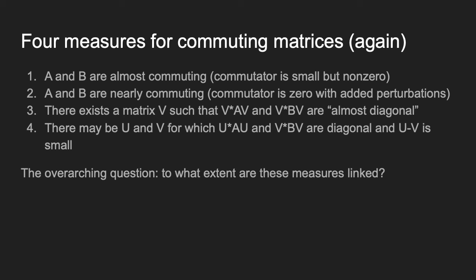Measure 3, there exists a matrix V such that V star times A times V and V star times B times V are almost diagonal. And measure 4, there may be a U and V for which U star times A times U and V star times B times V are diagonal, and the 2 norm of the difference U minus V is small. The overarching question is, once again, to what extent are these measures linked?